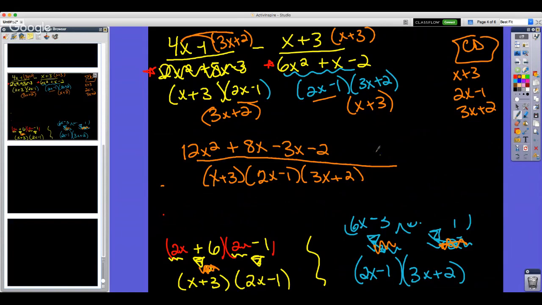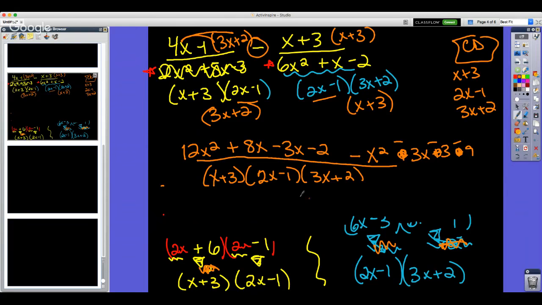x times x is? x squared. Good. x times 3 is? Good. This 3 times x is? And 3 times 3 is? 9. Very good. Okay. Now, but there was a negative in the middle, so what happens there? Does that get distributed to all of this? All of these ones will change sign, so it'll be negative. What would this one be? Negative, negative, and negative. Okay. All right. All of those there.